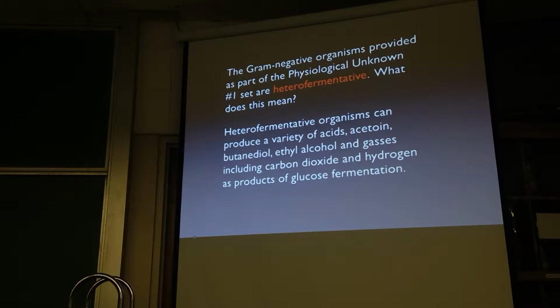What we're going to be testing for in the OF test is acid production. But sometimes bacteria produce neutral end products, such as acetone or acetylmethylcarbinol, or they might produce alcohol. You're not going to be able to tell that, but anyway.